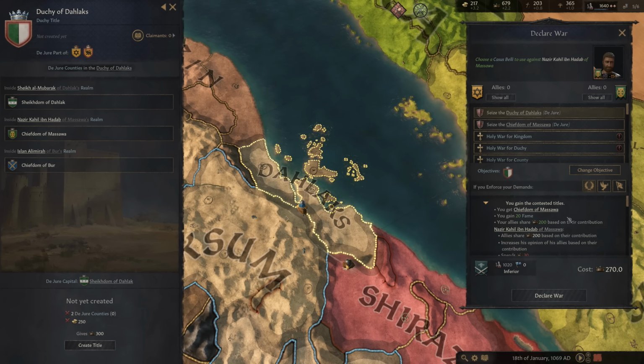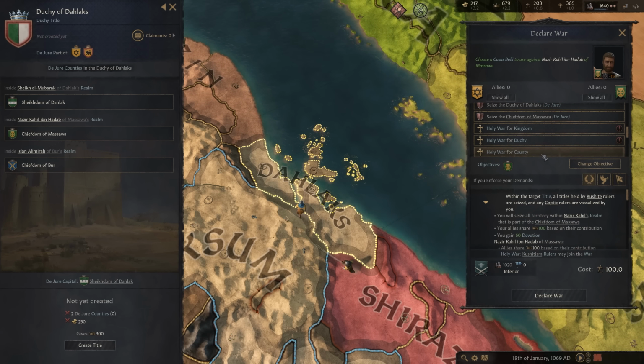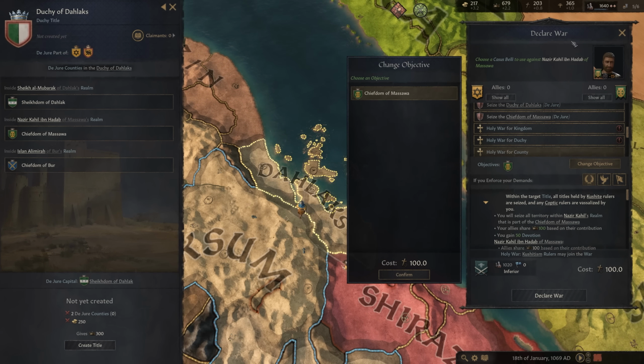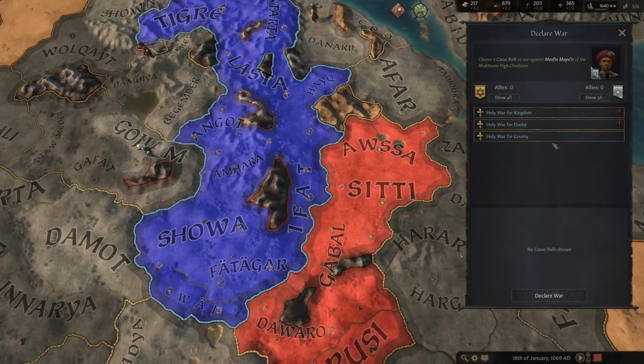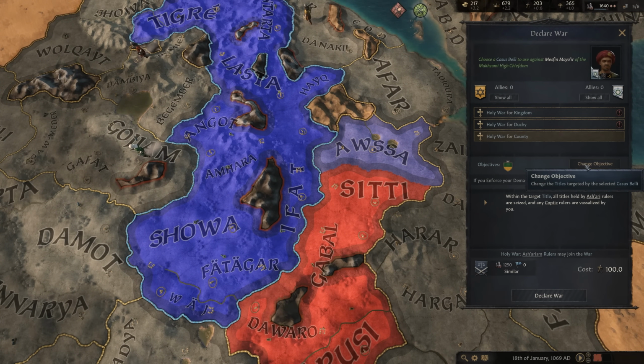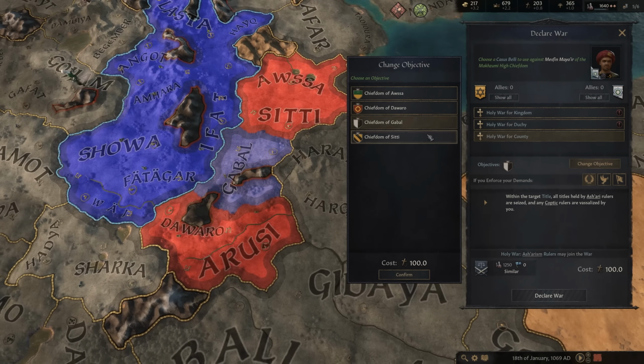When I do this war here, Holy War on the county, I can press change objectives to switch to different situations. Maybe not with this one. Maybe I'll click, I think this one's got some additional ones. Holy War on county, yeah, change objectives. We can change to these individual ones.